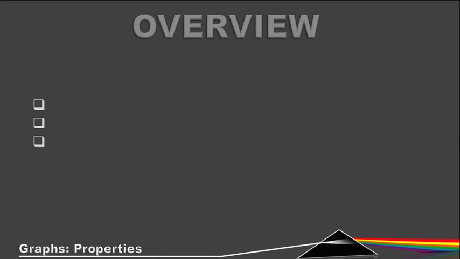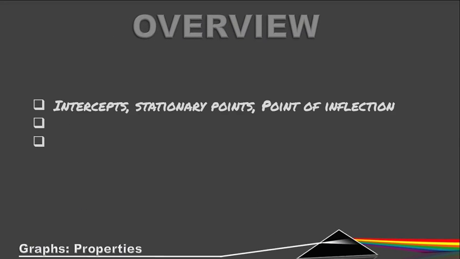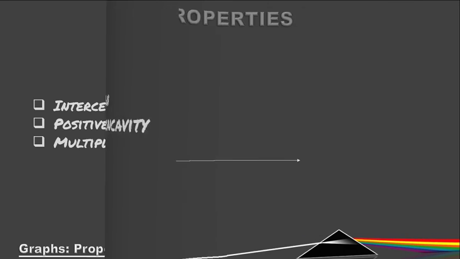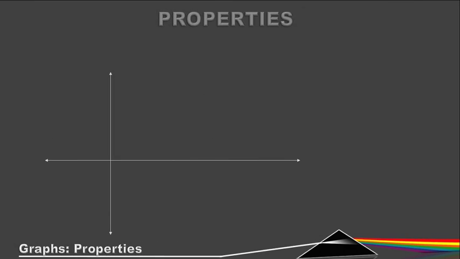Now the overview of this video. The first thing we're going to look at is intercepts, stationary points, and points of inflection. And then we're going to apply the above to see where a graph is positive or negative, increasing and decreasing, or concave up or concave down. And then finally we'll look at multiple conditions. Now to start off with the properties of a graph, we are mainly going to look at cubic functions.